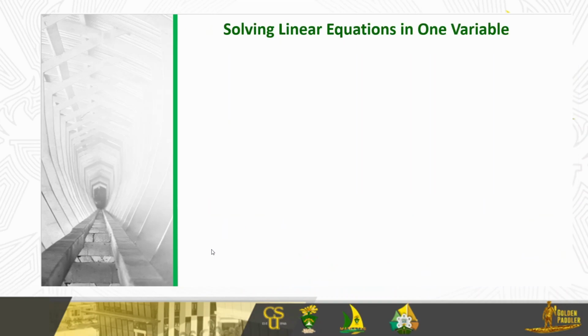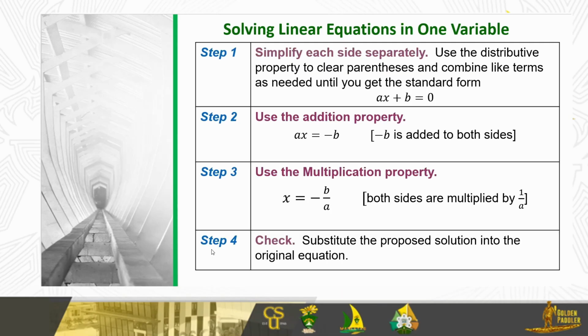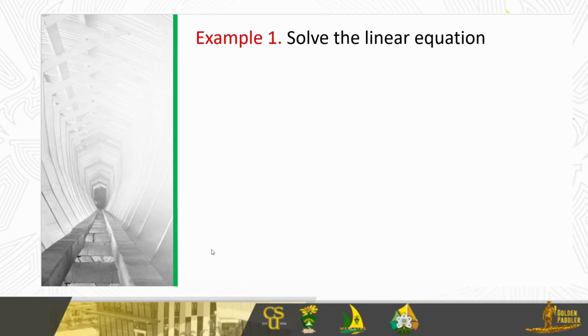We are guided by the following steps in solving linear equations in one variable. Step 1 is to simplify until you get the standard form of the linear equation. Step 2 is to use the addition property of equality. Step 3 is using the multiplication property of equality. And finally, check the value you get. For example, solve the given linear equation. Take note that this is not in standard form.